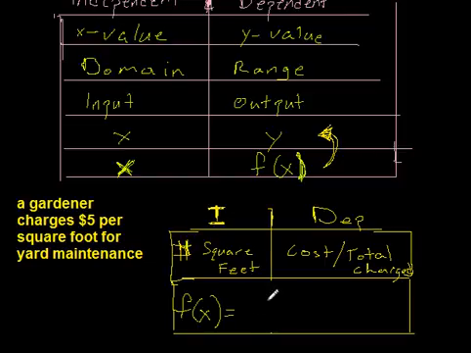Let's call the number of square feet, well, I can use any of these values here in the chart. I'm going to use x. It equals x, but it also equals the number of dollars charged per square foot, because x equals number of square feet. So $5 times x, so 5x. So f of x equals 5 times x, or 5x.